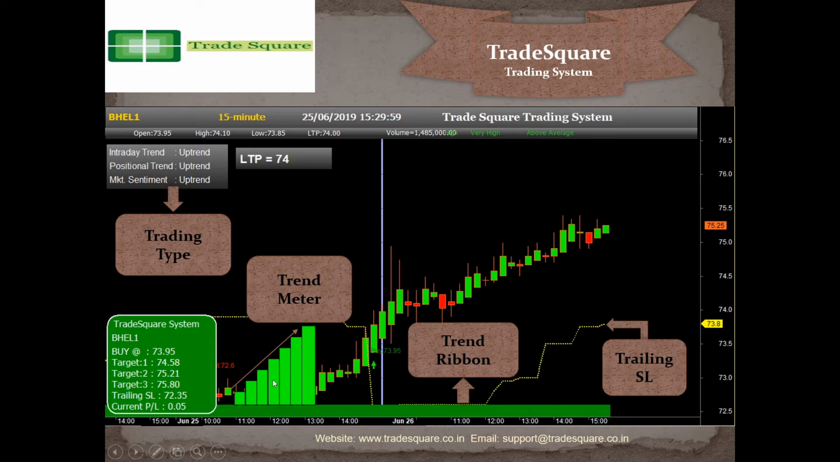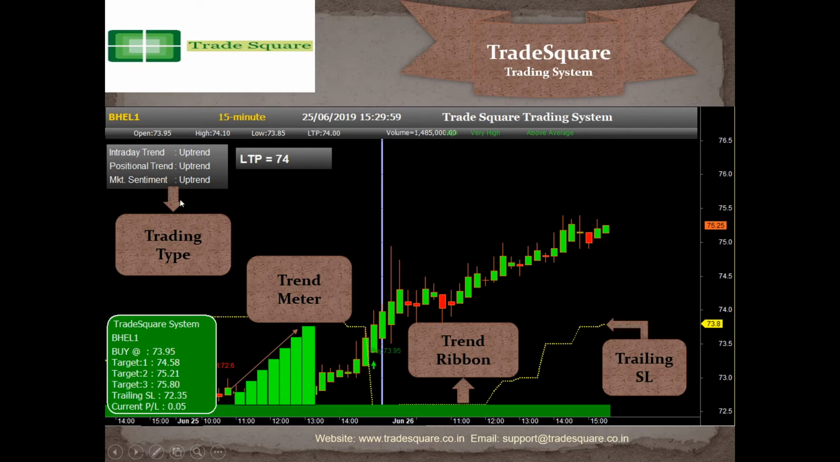If you do intraday trade, then minimum I want 3 bars. 4 is better. For positional we must require 4 bars. The second candle, always, we are going to take trades. This green bar is a ribbon, the trend ribbon. If it is green, the market is bullish. If it is red, the market is bearish. This yellow line is a trailing stop loss line.